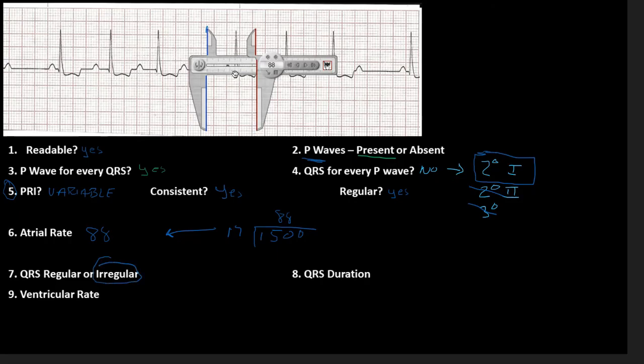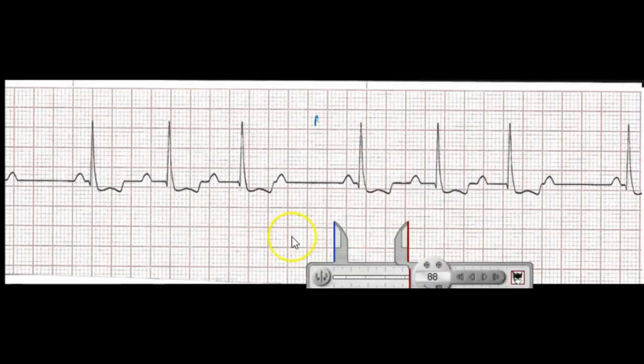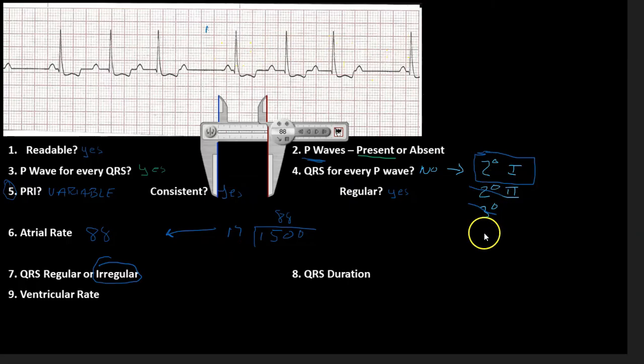So in this case, I need to count the number of QRS complexes that are within this 6-second strip. So I have 1, 2, 3, 4, 5, 6, 7. So when I take that and multiply it by 10, this tells me that the ventricular rate is actually at 70. I don't want to forget about my QRS duration.